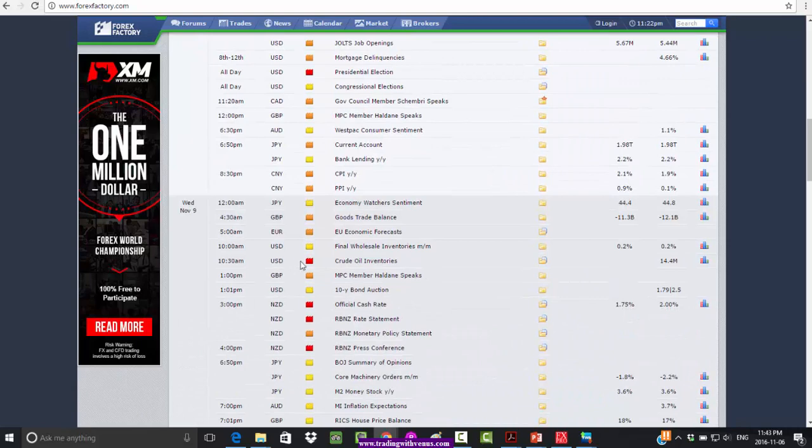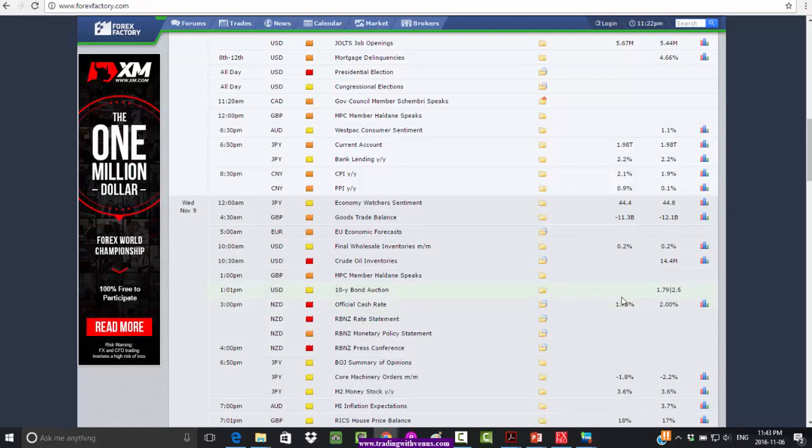Going into Wednesday, we have US crude oil inventories. We also have economic forecasts and trade balance for the British pound. Most important here is the official cash rate, which is the interest rate for the New Zealand dollar. We also have the Reserve Bank of New Zealand rate statement and monetary policy statement, followed by the press conference. This will create volatility for the New Zealand dollar.